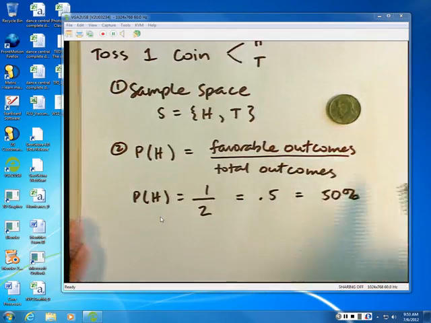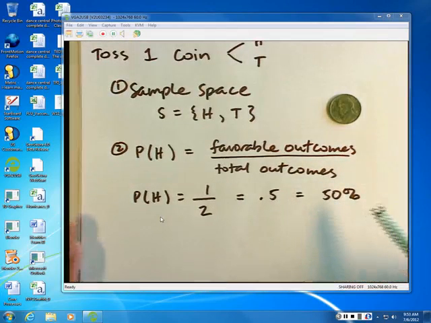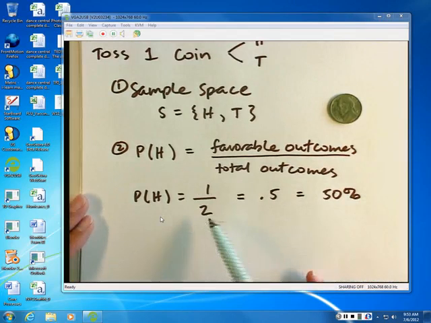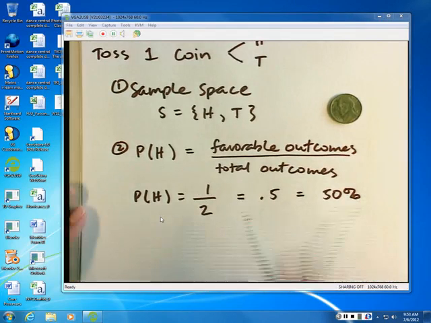Notice I didn't say 50-50. 50-50 is the odds. So we're not doing odds at all, so you don't need to worry about mixing those two up. We're just doing the fraction, the decimal, or the percent. And if I don't specify, it doesn't matter which of the three variations you choose.